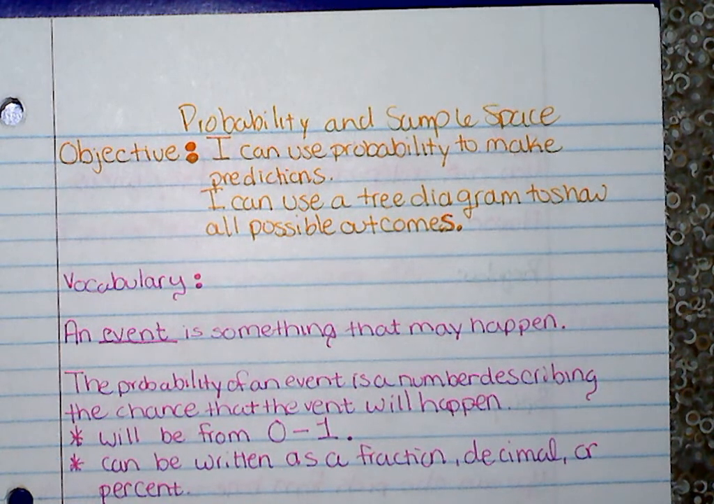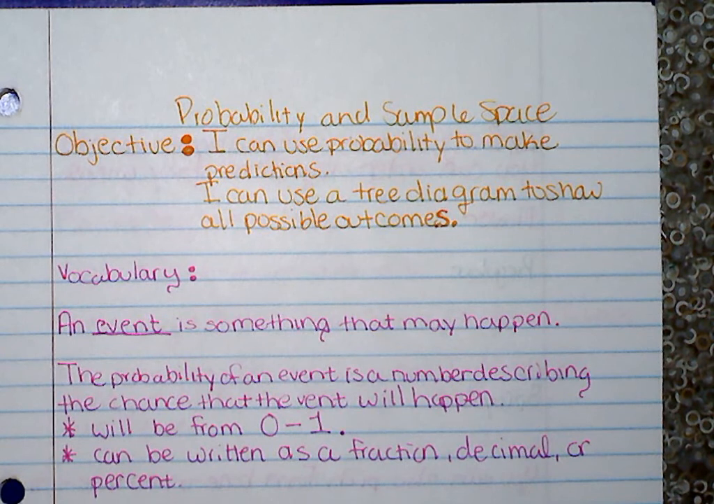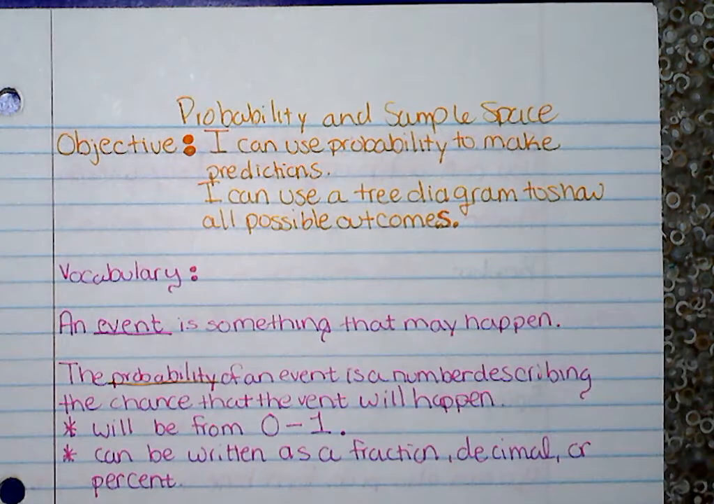Okay, so let's start out with some vocabulary. An event is something that may happen, something that can happen. The event of it raining, like I said, would be 38%. The probability of an event is a number describing the chance that the event will happen. So that 38% is the probability describing the fact that it may rain.